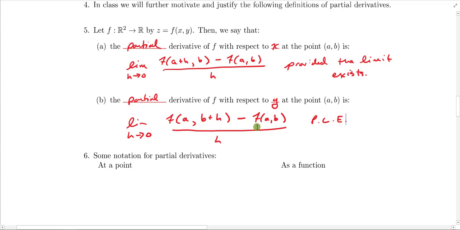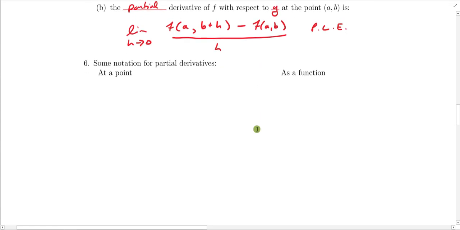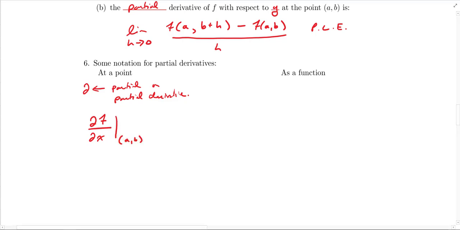So folks, we'll explore that a little bit more in class, but let's give some notation for this. The first type of notation that I want to give is the partial derivative notation. We're going to read this symbol as a partial or partial derivative. So if I want to talk about the partial derivative at a point, I might write the partial derivative of the function f with respect to the variable x at the point a comma b. Or another way I could do that is to say the partial derivative of f with respect to the variable x at the point a comma b. That's another way of doing so.